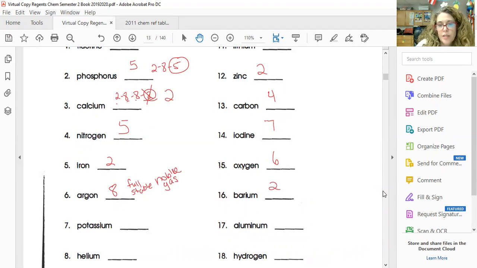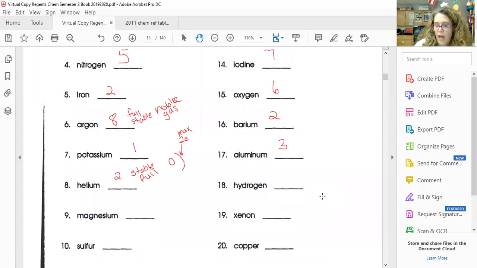Barium has 2 because it's in group 2. Aluminum has 3. Potassium has 1. Helium has 2. And helium is considered a noble gas in a stable electron configuration. This is considered a full shell, not an octet, because helium only has 1 energy level, and the maximum number of electrons in energy level 1 is 2 electrons maximum. So that's why helium is considered a noble gas, even though it doesn't have 8.